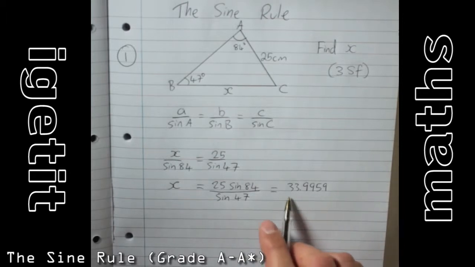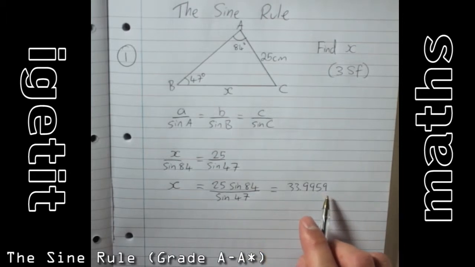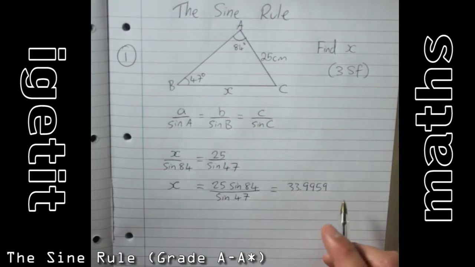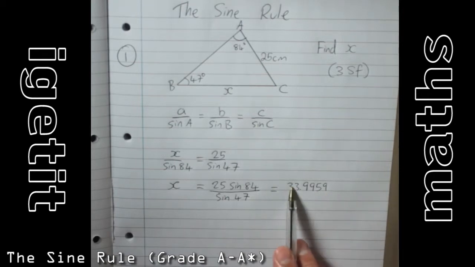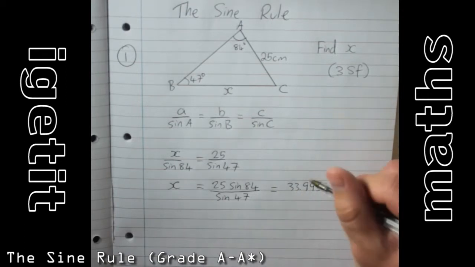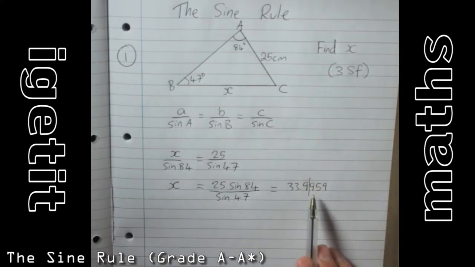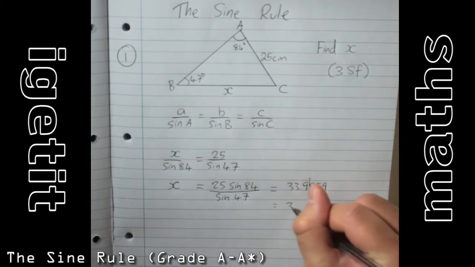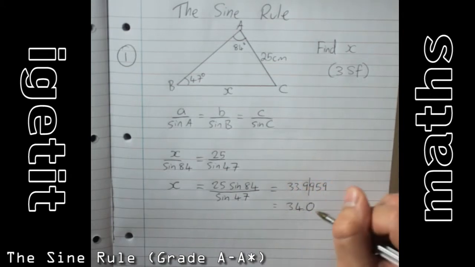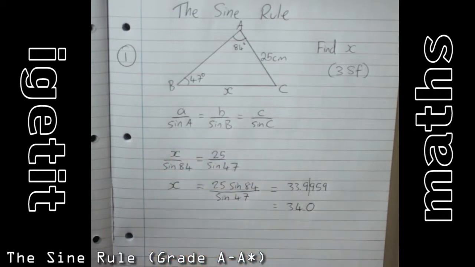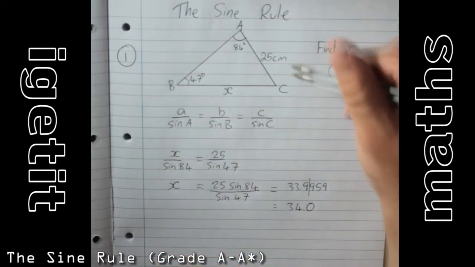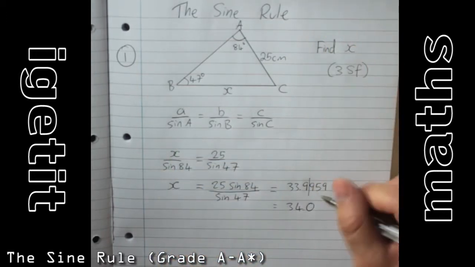So anyway, there's the answer, but we want the answer with 3 significant figures, so that will be 1, 2, 3, there being a cut-off. That 9 will push this 9 up to 0, which in turn pushes that up to 4, so you get the answer of 34.0. And we're trying to find a side length, so it's got to be centimetres, because that was in centimetres, cm.